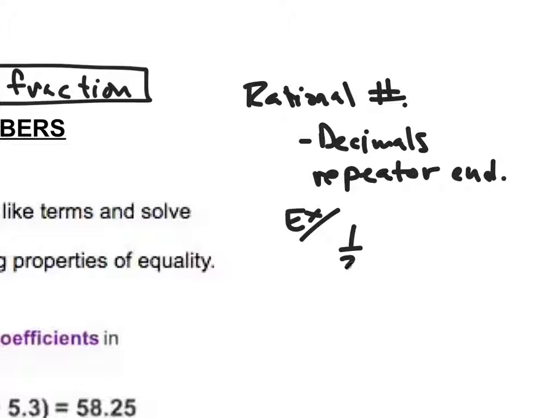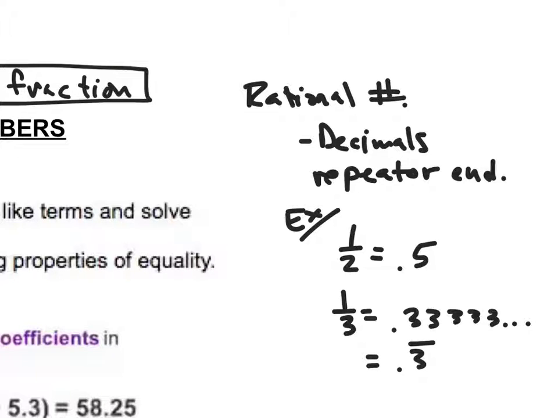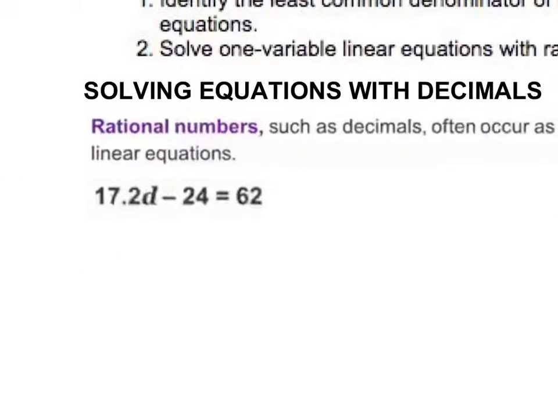Here's an example. If I had the fraction 1/2, that is a rational number because the decimal ends, so it's 0.5, and that's the last number in our decimal. If we had, say, 1/3, that number would be 0.33333 and so on, and it would just continue on forever, so 0.3 repeating. So that's what I mean by repeating or ending. Any other number that you can express as a fraction whose decimal does that is a rational number. Let's go ahead and solve these problems involving decimals.